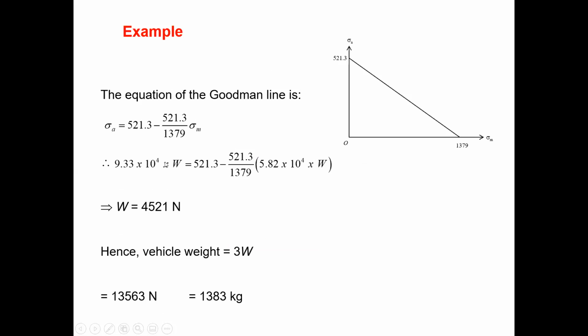We substitute here. So the only unknown is w. You can find out w, but this is not the answer. They ask for the vehicle weight. It is 3 times this, so you multiply by 3, and if you want to convert to kilograms, you need to divide by 9.81. Then you will end up with the vehicle weight in kilograms. So that's how we can deal with this kind of question.